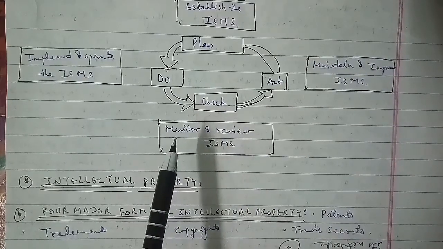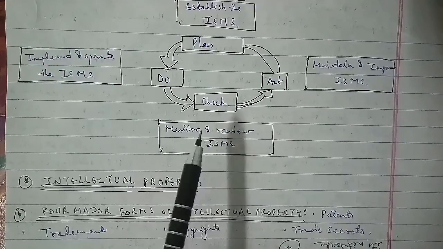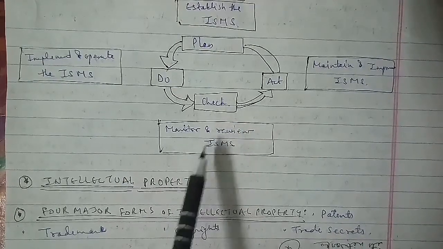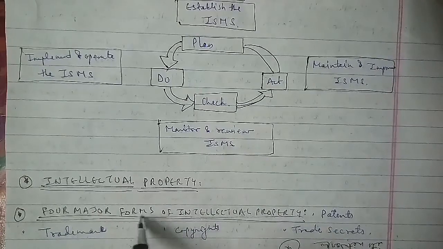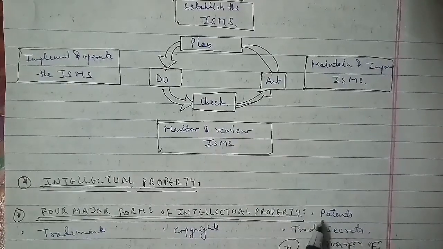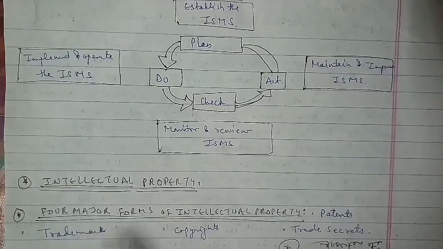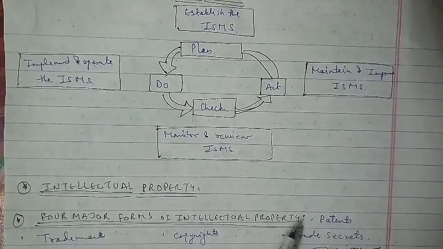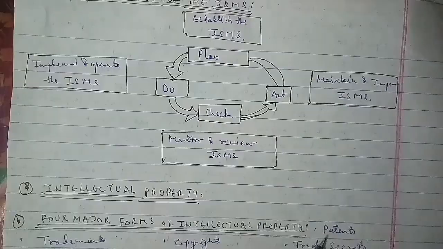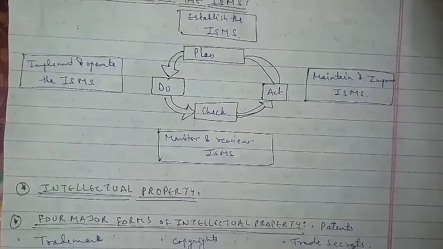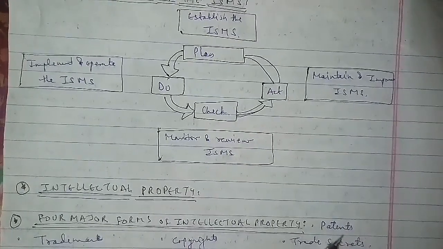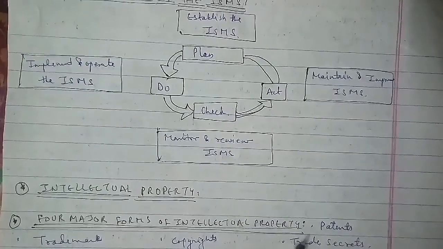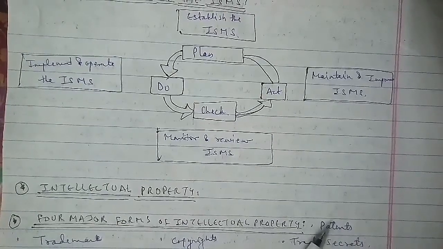Now we'll discuss the four major forms of intellectual property. The four major forms are patents, trademarks, copyrights, and trade secrets. We'll go into detail on each, and the first we have is the patent.